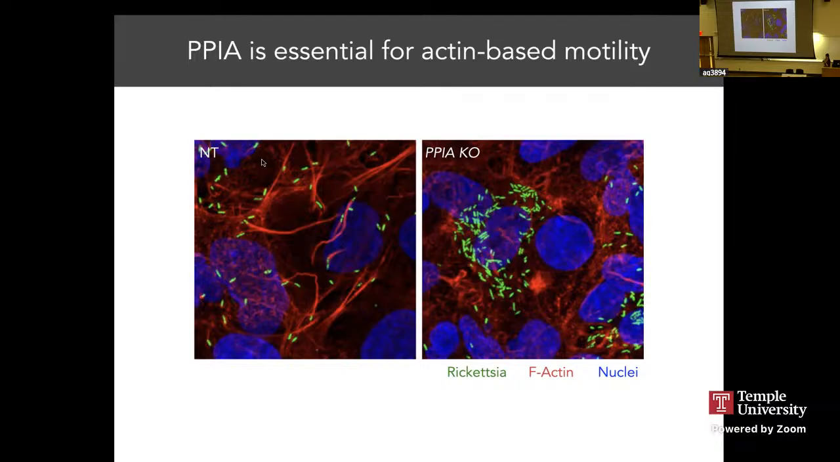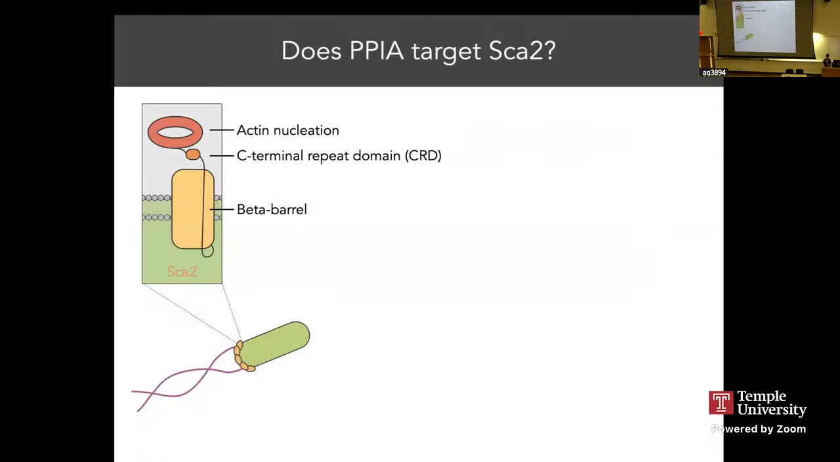And we had no reason to think that PPIA was regulating actin itself or actin polymerization. We started to wonder if it was actually targeting SCA2 specifically. So let me tell you a little bit about SCA2 and why we thought that. So SCA2, as I've shown you multiple times, is responsible for making these actin tails. It's a special type of bacterial protein. It's an autotransporter, which means it's inserted into the outer membrane and then passes out its functional business end to the extracellular space. In this case, its business end is an actin nucleation region.